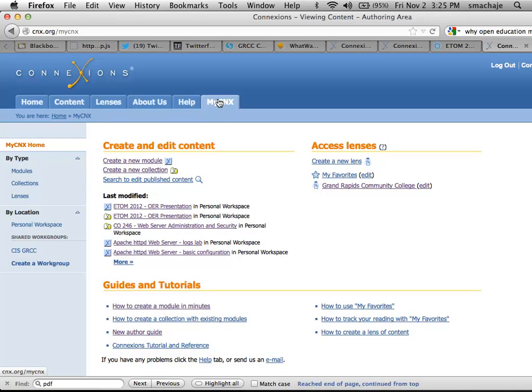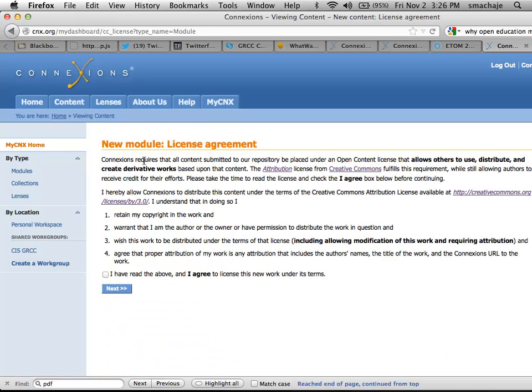So you might have your college's lens where anytime someone modifies a module that is under your lens, you get an email to go ahead and make sure to review it and make sure that it's in order. So the more lenses there are, the higher the quality. So let's go ahead and create a new module. And as that happens, notice here this licensing agreement.